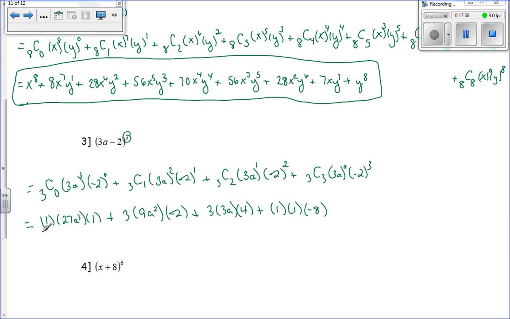Then we just clean up and multiply in individual terms, and we end up with 27a cubed. 3 times 9 times negative 2 is negative 54a squared. 3 times 4 is 12a, and then minus 8.